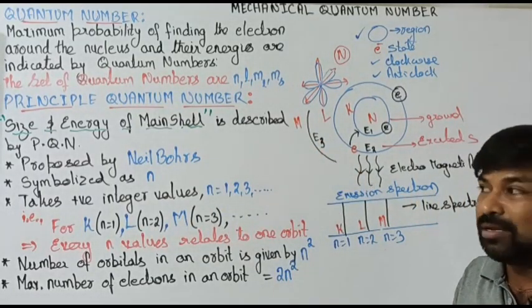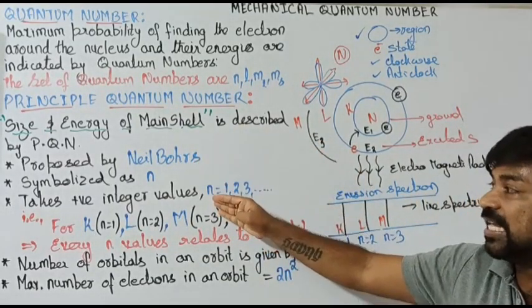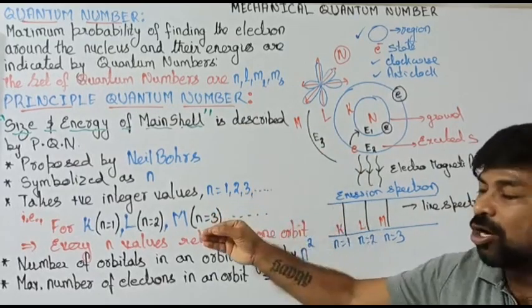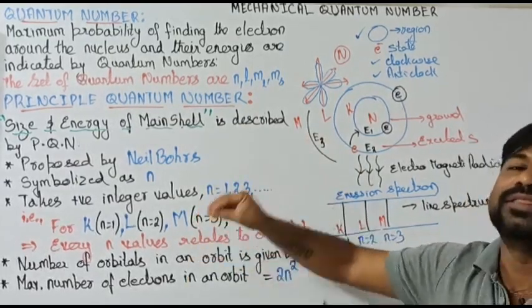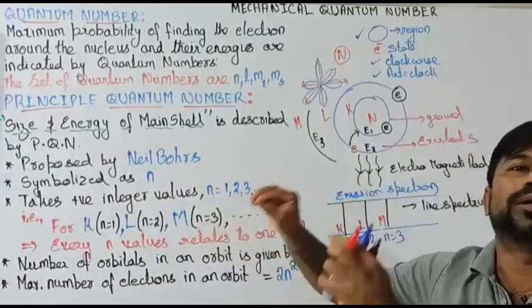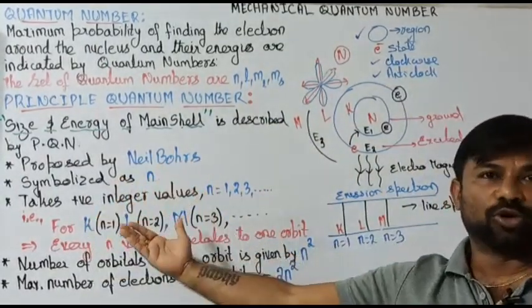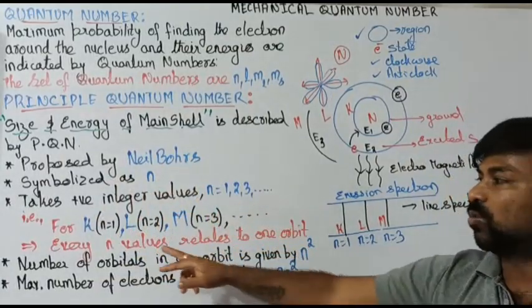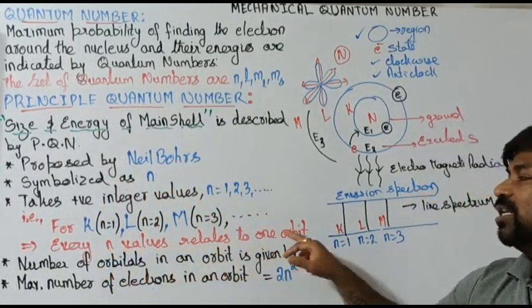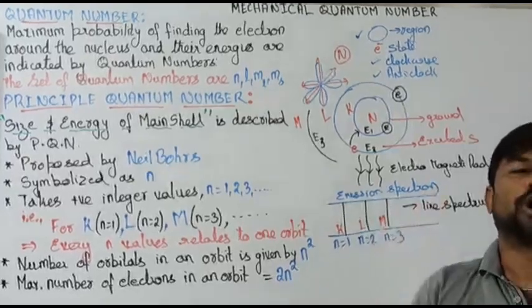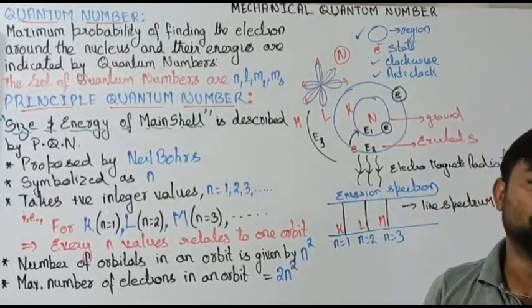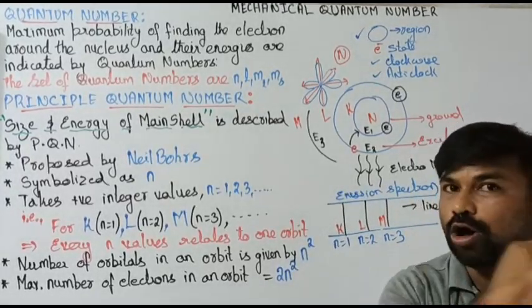So what does it mean? It is symbolized with n, and it takes all positive integers. Also, for every orbit, there is a definite principal quantum number. What is the value of the principal quantum number of K? n is equal to 1, and in the same way, and so on. Every n value is related to one fixed orbit; we have a discrete value for every orbit.